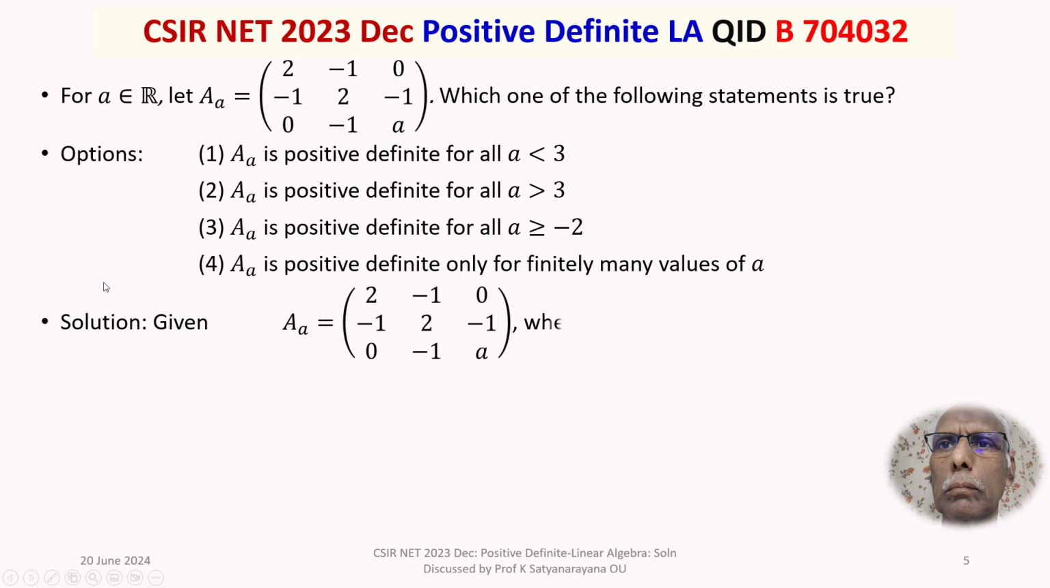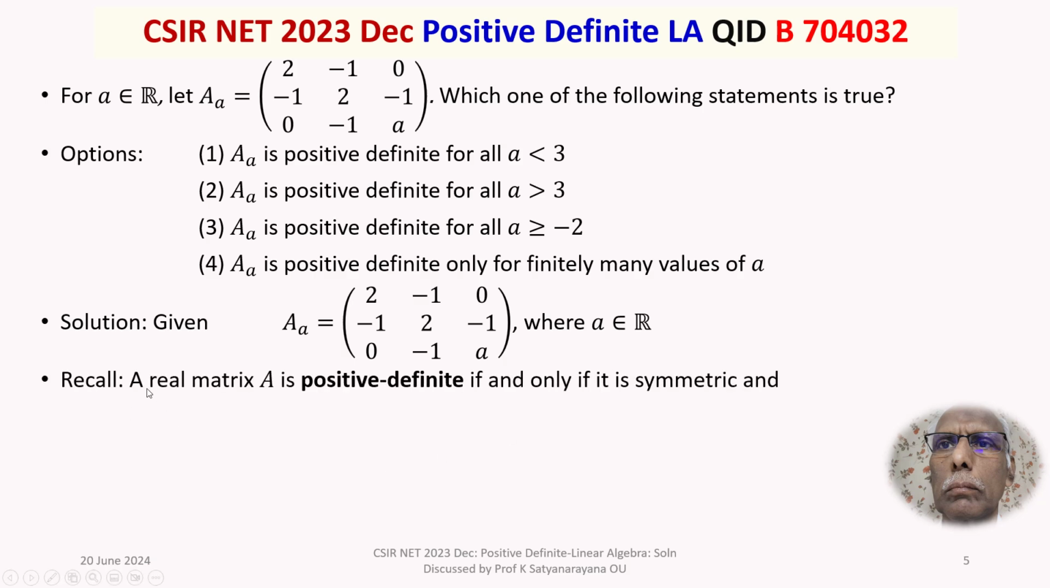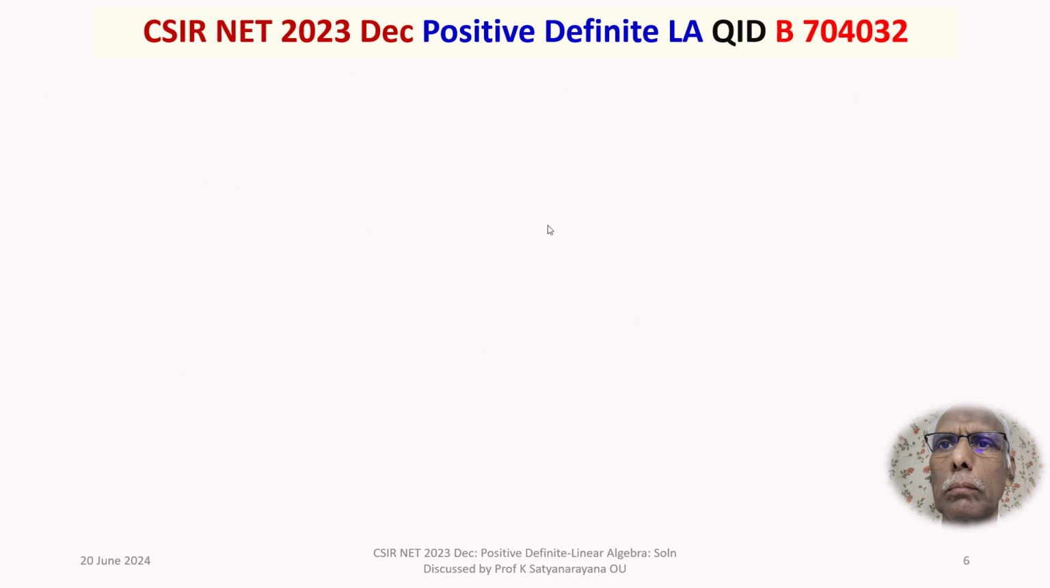Let's now discuss the solution of the problem in detail. We are given A sub A as this 3 by 3 matrix, where A is a real number. Now recall the following result. A real matrix capital A is positive definite if and only if it is symmetric and all its leading principal minors are positive. So the leading principal 1 minor, the leading principal 2 minor, the leading principal 3 minor, they are all positive.